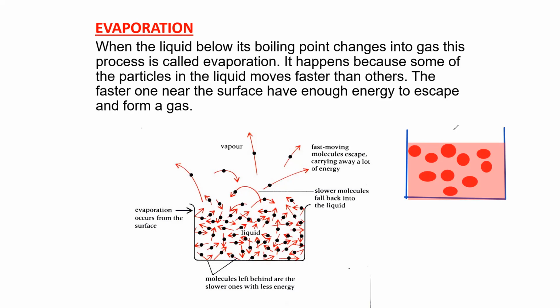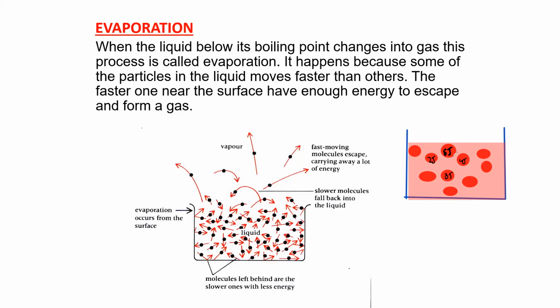So if I say this particle has 5 joules of energy, and the neighboring particle has, say, 4 joules of energy, this neighboring particle has, for example, 2 joules of energy, and this neighboring particle has, for example, 3 joules of energy.